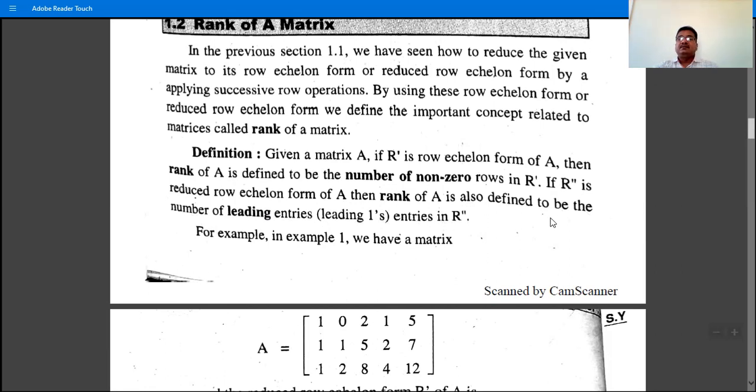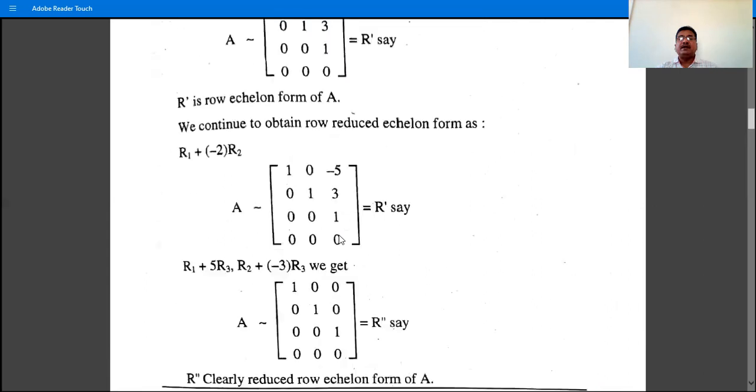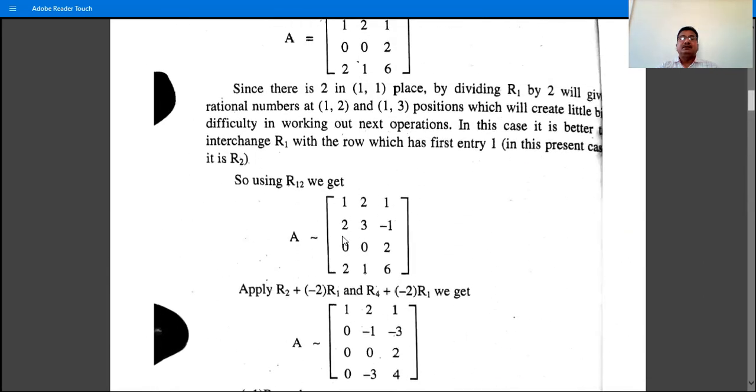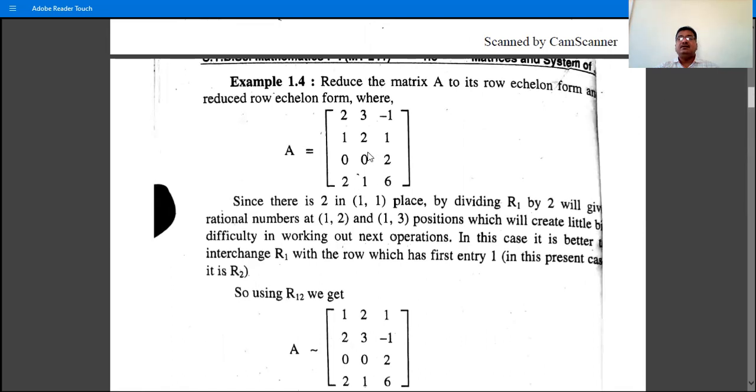So the number of leading entries or leading ones in R double dash is also the rank of the matrix. So the number of non-zero rows in the reduced row echelon form or echelon form is called the rank of the matrix, or the number of leading ones in the reduced row echelon form is also called the rank of the matrix. So in order to find the rank of a matrix, we have to reduce the matrix to its echelon form or its reduced row echelon form.